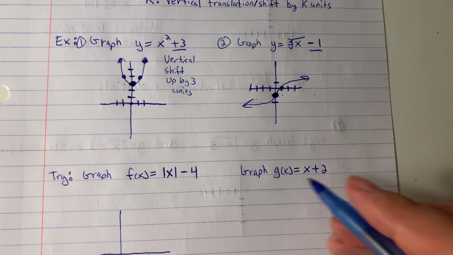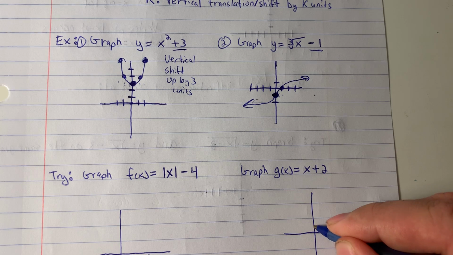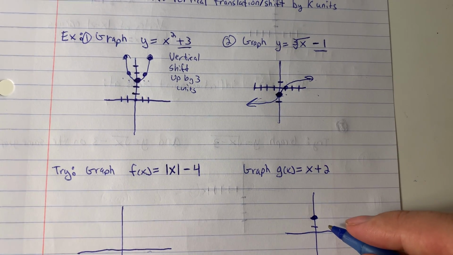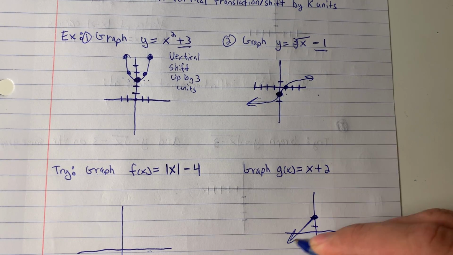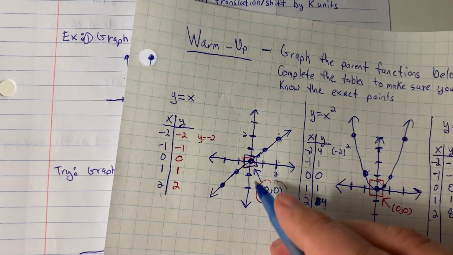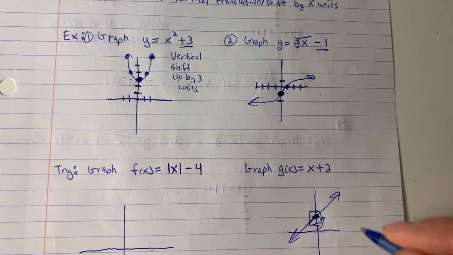All right, hopefully you were able to graph this. This is the linear parent function shifted up by 2. And so, instead of the y-intercept being at 0, 0, the y-intercept is at 0, 2, and it makes our linear shape. It should have a slope of 1, shifted up by 2. We can see that key point got shifted up by 2.